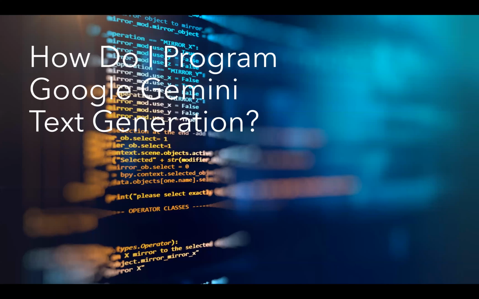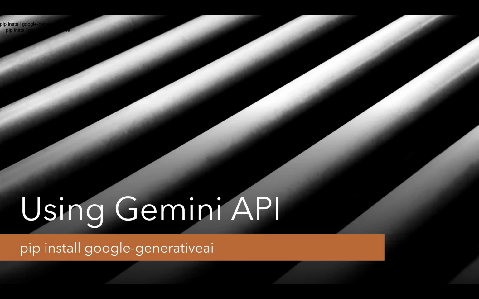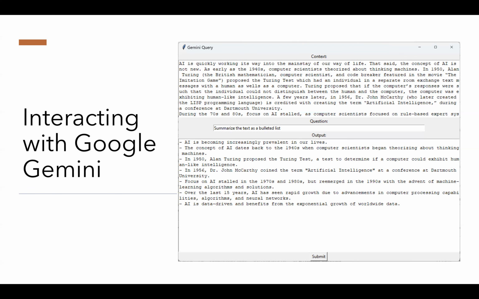So you may be asking, how do I program Google Gemini myself? I want to create text generation within my own applications, and that's what we're going to look at here. To get started in Python, you need to first install Google-Generative AI. And once you've done that with pip, you'll need a Google Gemini key, which you can get from the Google AI Studio. And then you're ready to go.